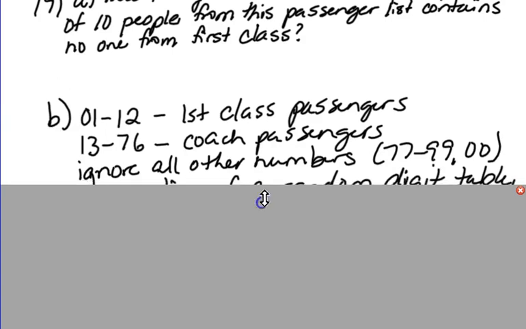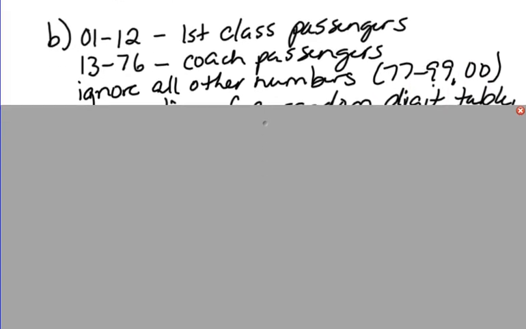So I'm going to use a random digit table. I need 76 passengers. So I'm going to assign 01 to 12 to be first class passengers, 13 to 76 to be the coach passengers, and ignore all other numbers, 77 through 99 and 00, because those don't represent anybody.